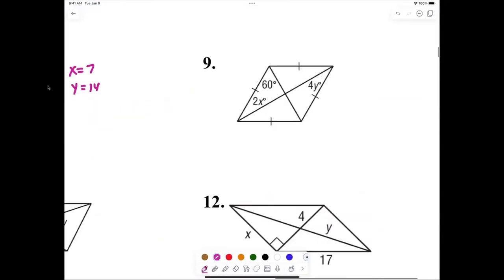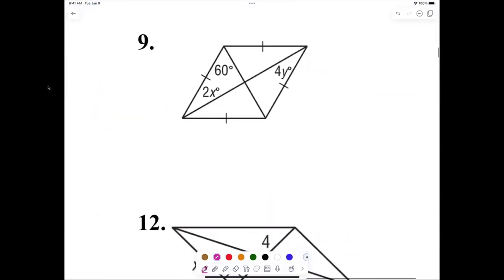All right. Now, this, of course, is a rhombus. Again, a special parallelogram, all sides are equal.